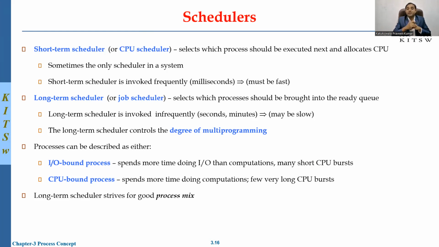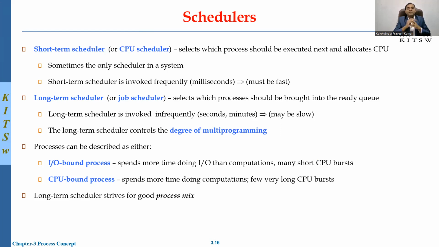What is the degree of multi-programming here? The degree of multi-programming describes the maximum number of processes that a single processor system can accommodate efficiently. Means for a single processor, how many processes it completes in a particular time. So this is called the degree of multi-programming.